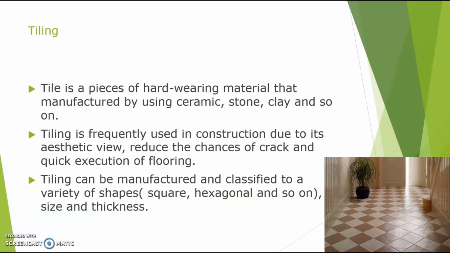While tile is a piece of hard wearing material that is manufactured using ceramic, stone, clay, and so on. Tiling is frequently used in construction due to its aesthetic view, reduced chances of cracks, and quick execution of flooring. Tiling can be manufactured and classified into a variety of shapes, such as square, hexagonal, and so on, as well as sizes and thicknesses.